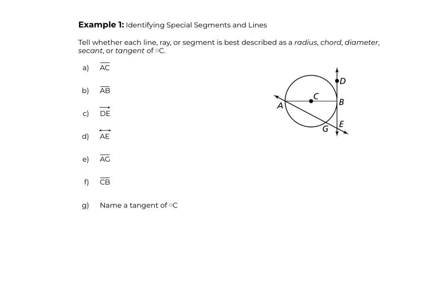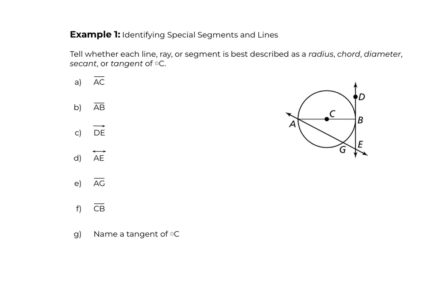On the next page, we are just identifying what we have. We're just going to name it, and there are two questions that it's asking me here. First of all, is each one a line, a ray, or a segment? And secondly, which one of those special types of terms is it?